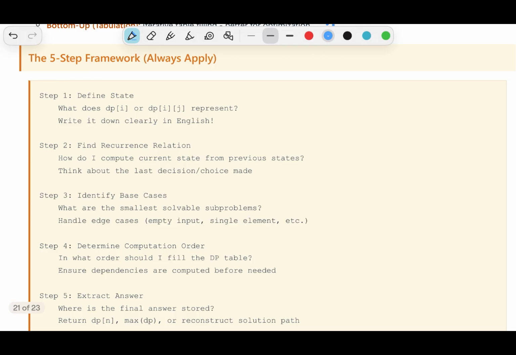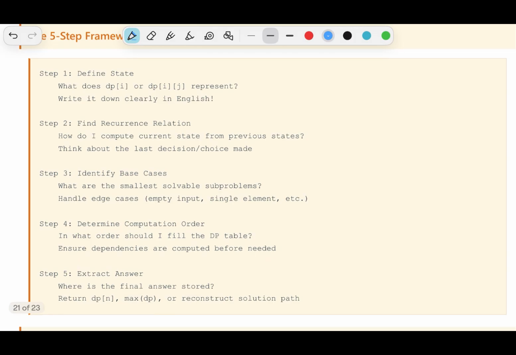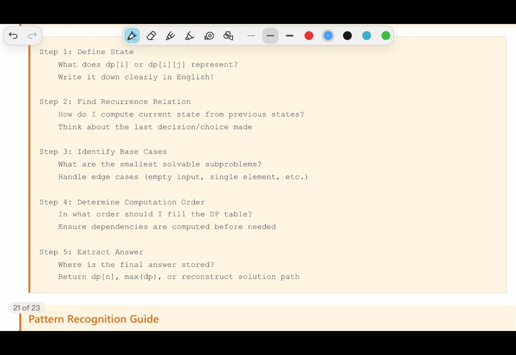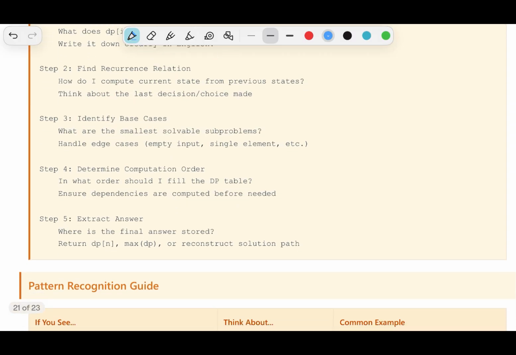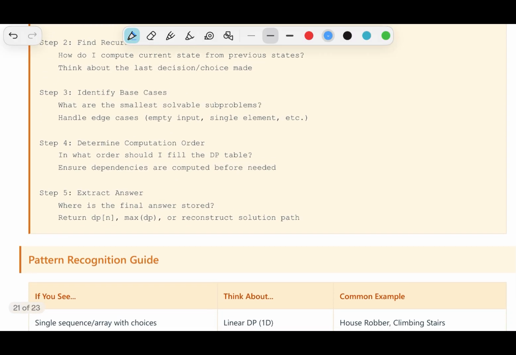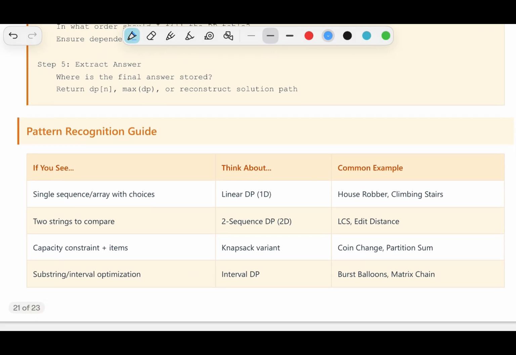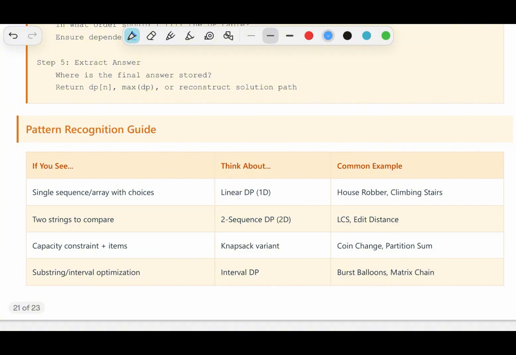And here's your secret weapon. Define the state, find the recurrence, find the base cases, figure out the order, get the final answer. And then comes the skill that only practice can buy: pattern recognition. After you have solved 50 deep dive problems, you will start to see the matrix. A new problem won't feel new anymore. You will say, oh, that's just another version of the knapsack problem.